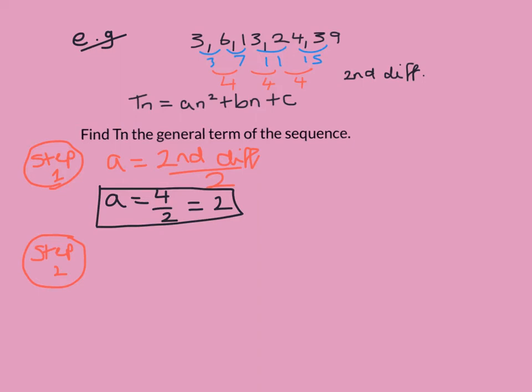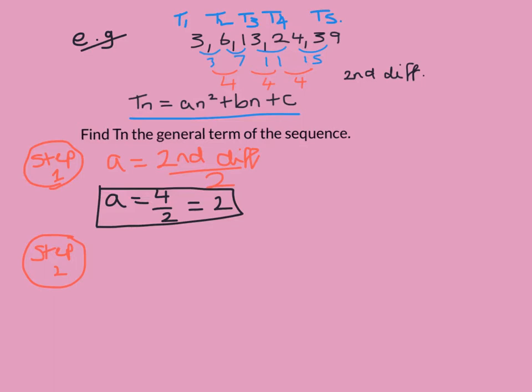In step 2, we need to find expressions that would represent some of the terms of the sequence. So looking at our quadratic sequence here, we actually can label these terms. So we know that this one here is T1, this one here is T2, this one here is T3, T4, and finally T5. And what we can do here is use this general term to make two linear equations that we can then solve simultaneously.